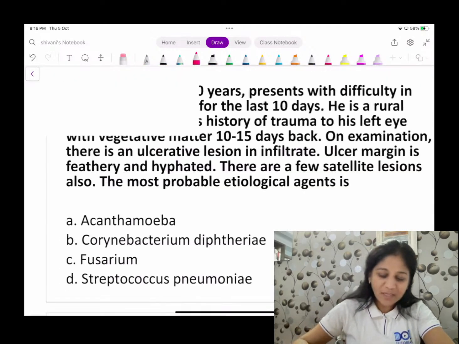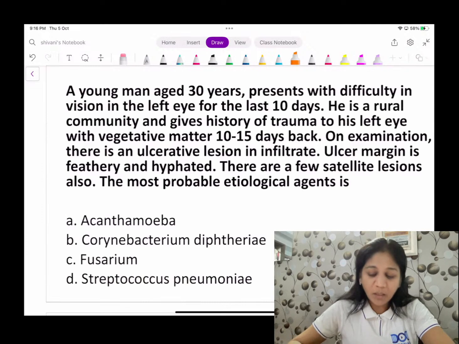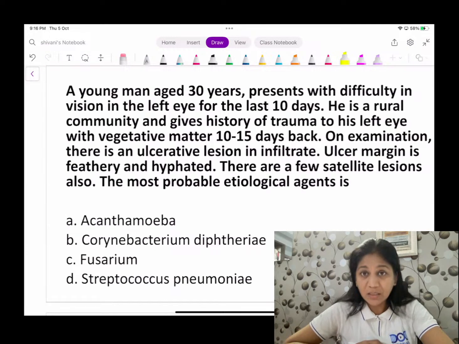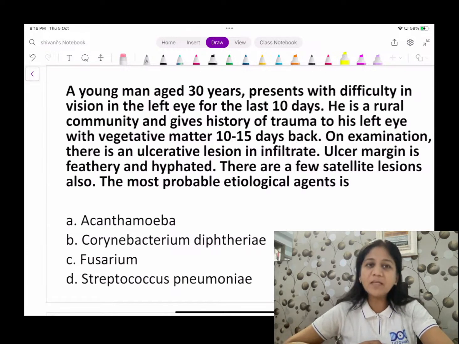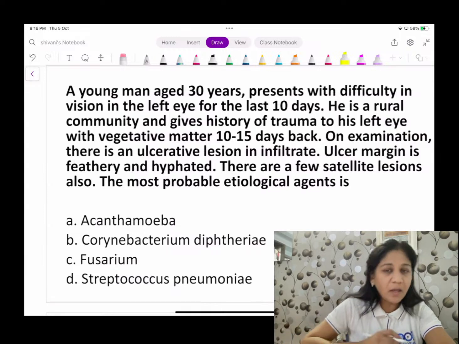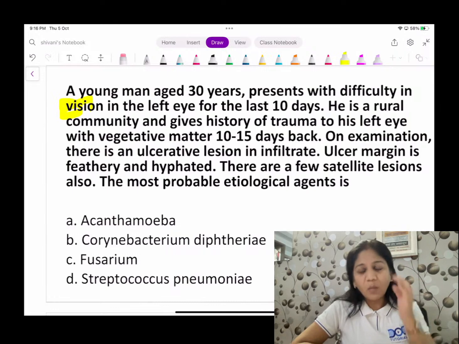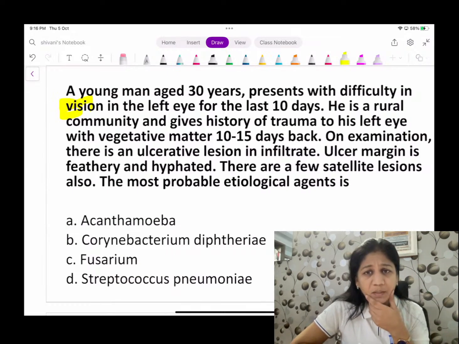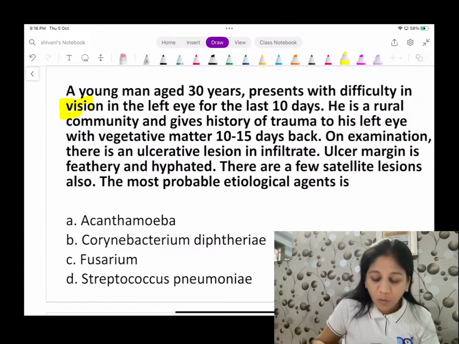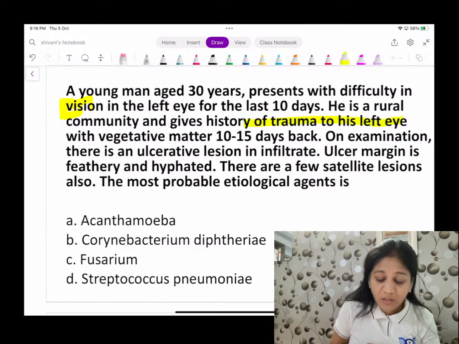So let's move on to the next question. Here we have a young male, 30 years old. He presents with difficulty in vision in the left eye. So vision is gone, right? And it's been for the last 10 days. Now, what is the real problem? He is from a rural community and he gives you a history of trauma by vegetative material.